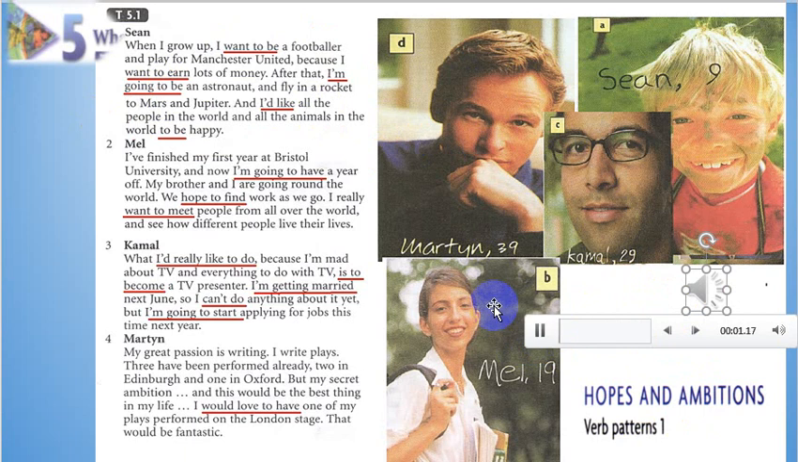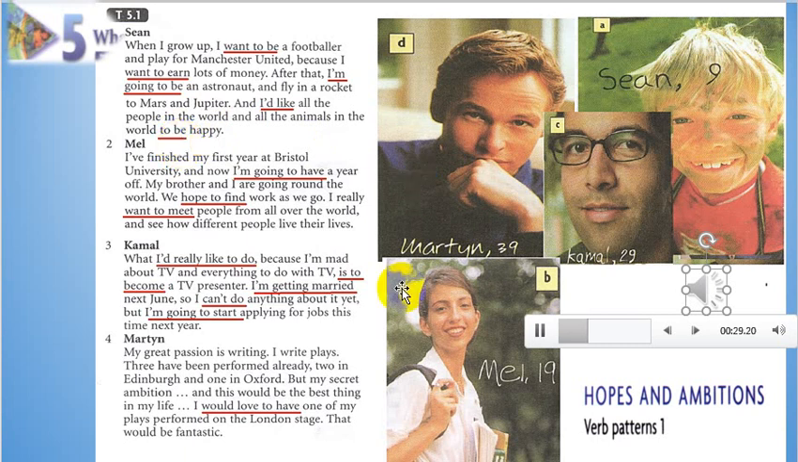Unit 5. Tape script 5.1. Sean: When I grow up, I want to be a footballer and play for Manchester United because I want to earn lots of money. After that, I'm going to be an astronaut and fly in a rocket to Mars and Jupiter. And I'd like all the people in the world and all the animals in the world to be happy.